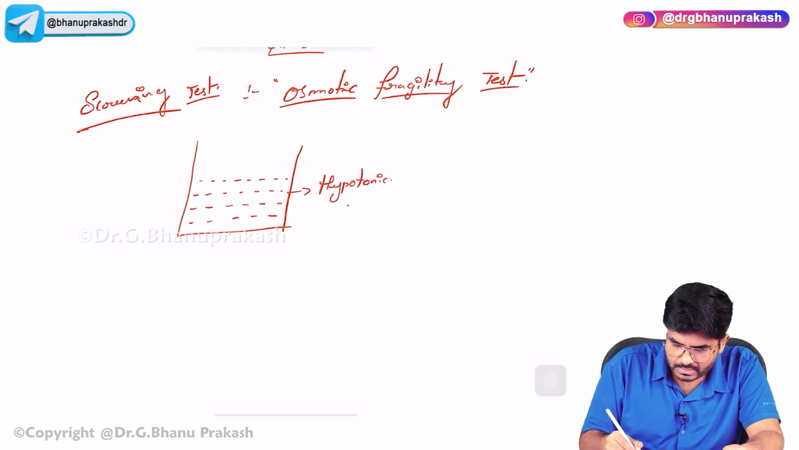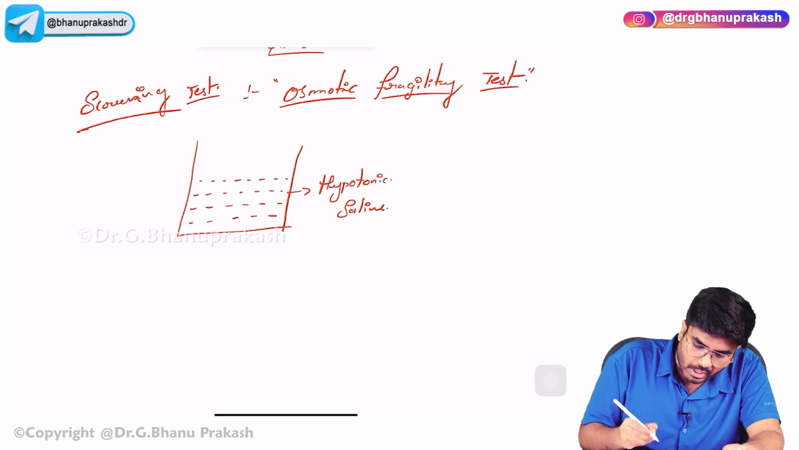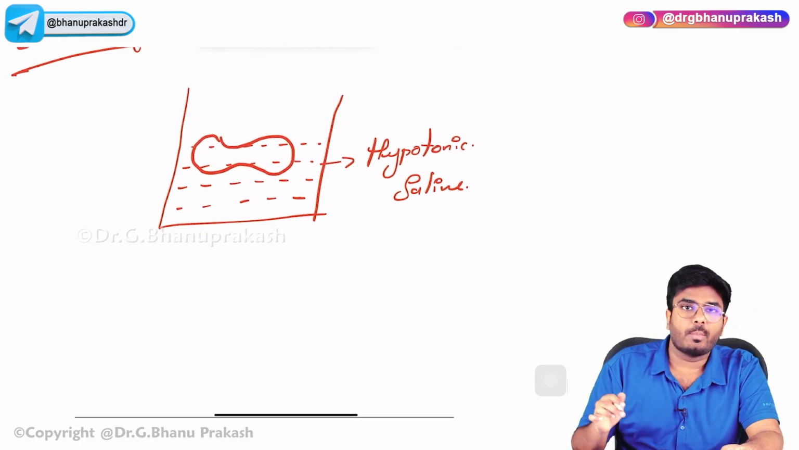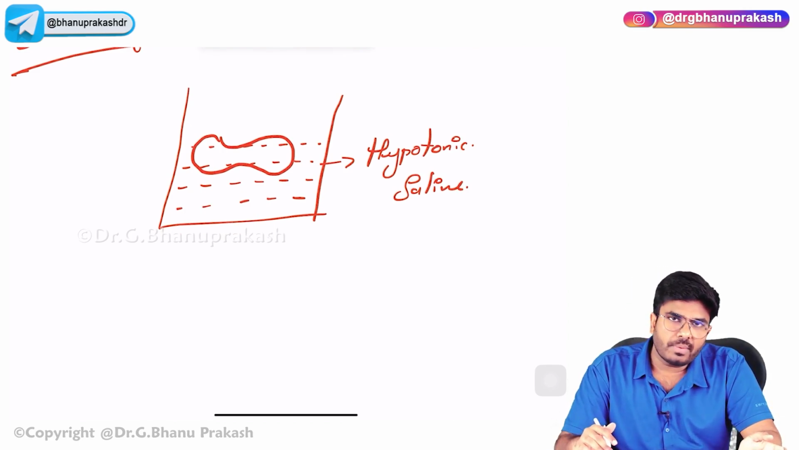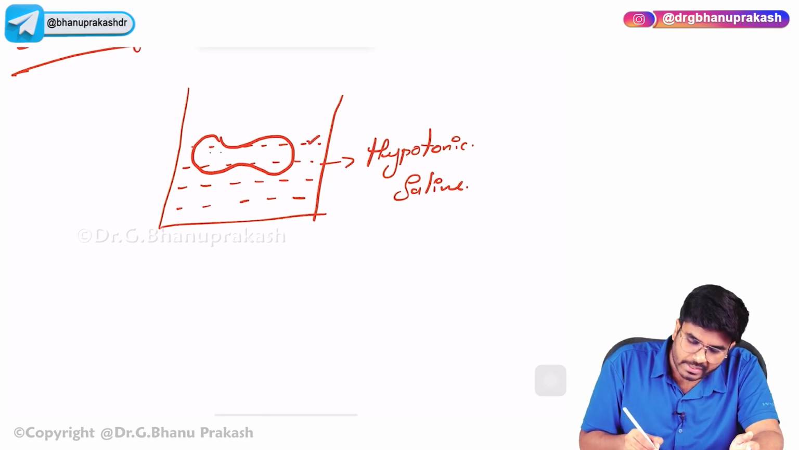Hypotonic saline. Now here I am keeping the RBC. Imagine this is a normal RBC. I am keeping a normal RBC in the hypotonic saline. Now we know water always moves from low osmolarity to high osmolarity. Here the osmolarity is low, and here the osmolarity is more.